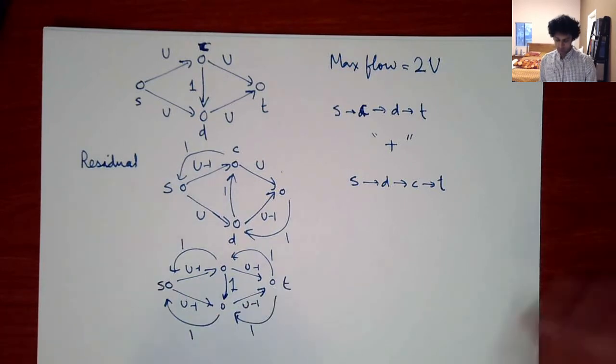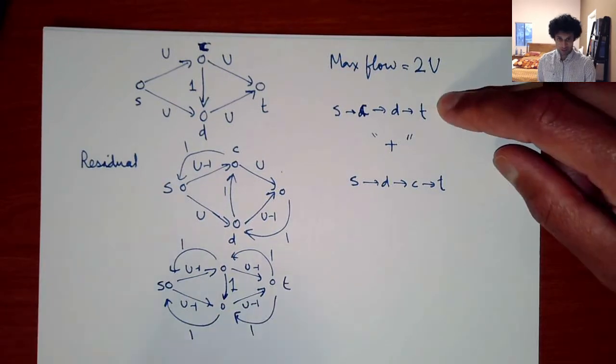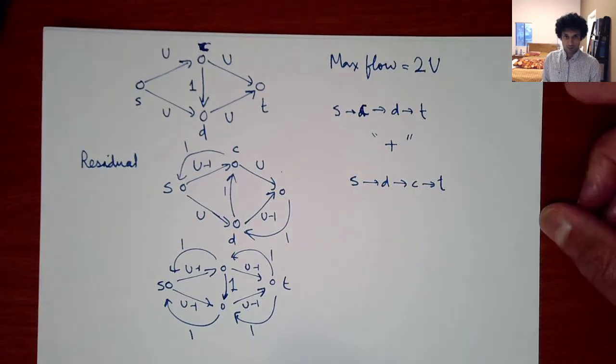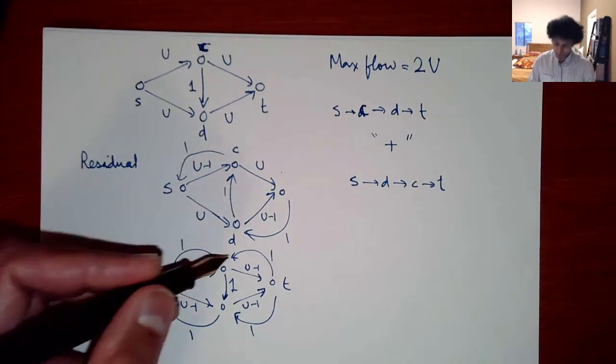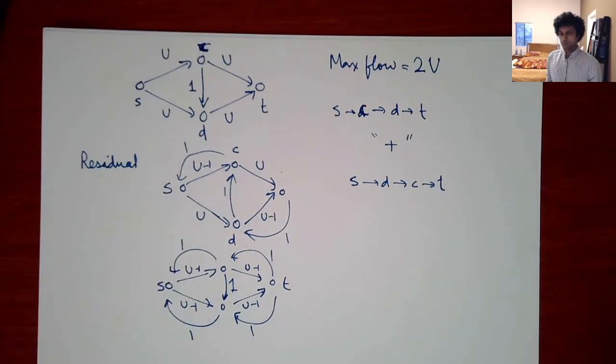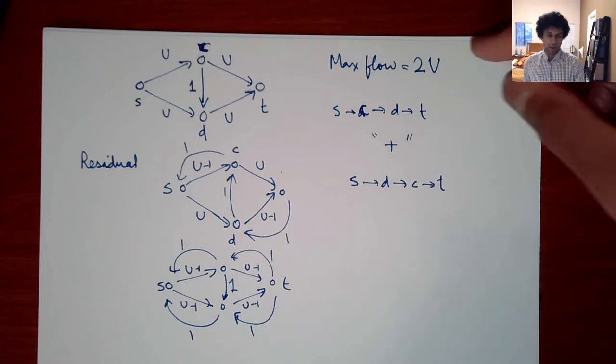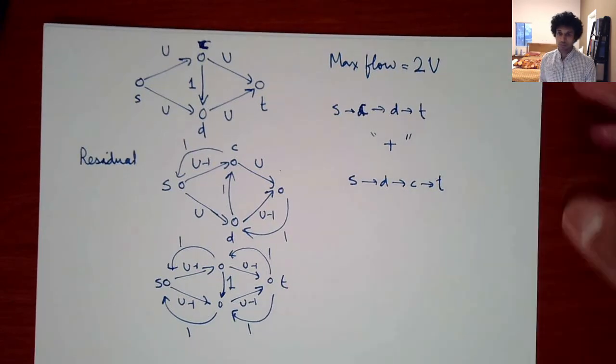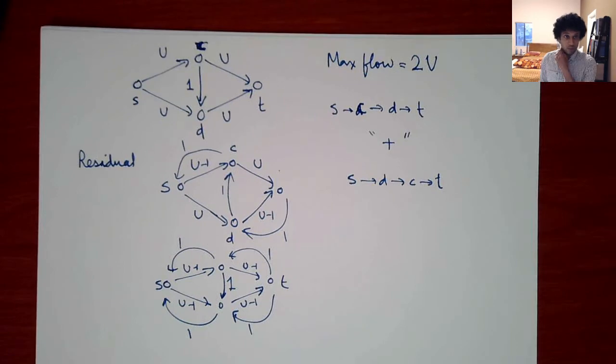Now you can repeat this. You can go back and do S to C to D to T, send 1 unit of flow, flip that edge, and then keep repeating. Now if you keep doing this, eventually in 2 times U iterations, each iteration sending 1 unit of flow, you will finally get a max flow of 2U. Clearly that was not the most efficient way of doing it, but that works.